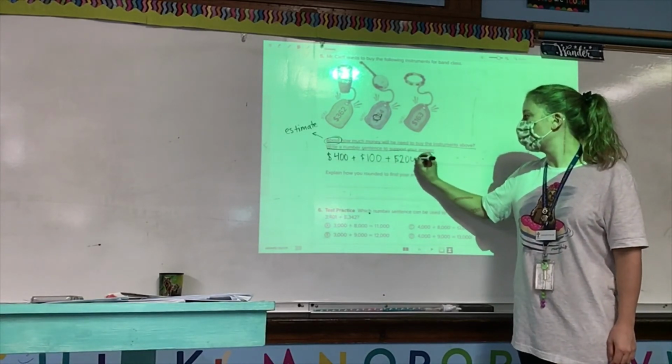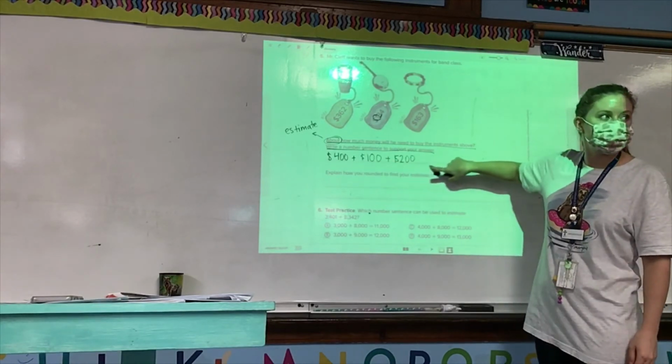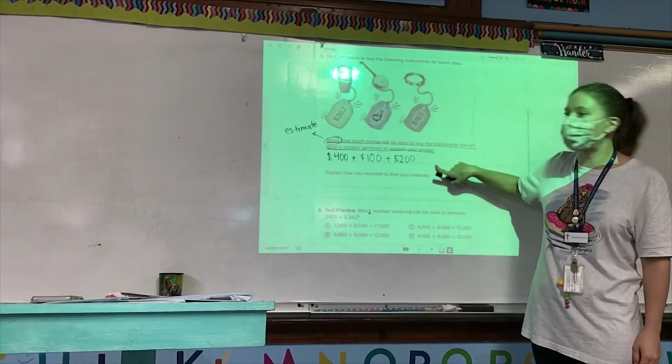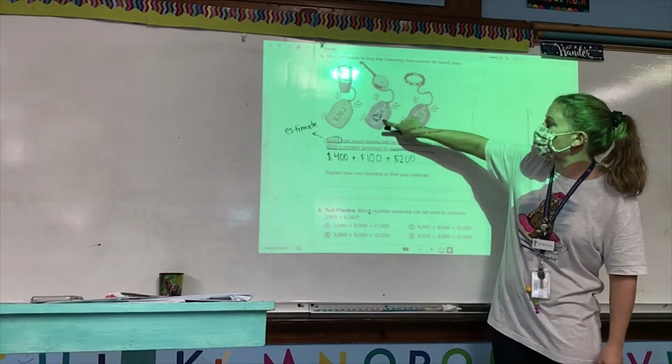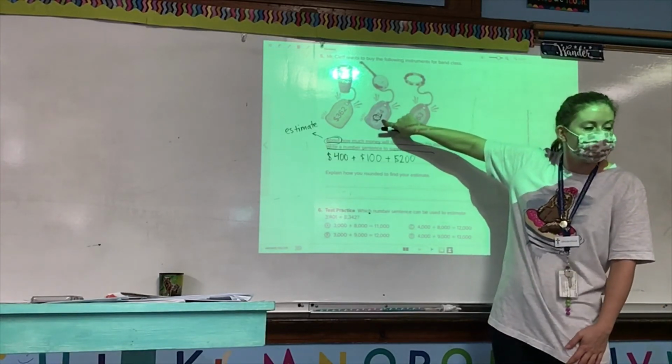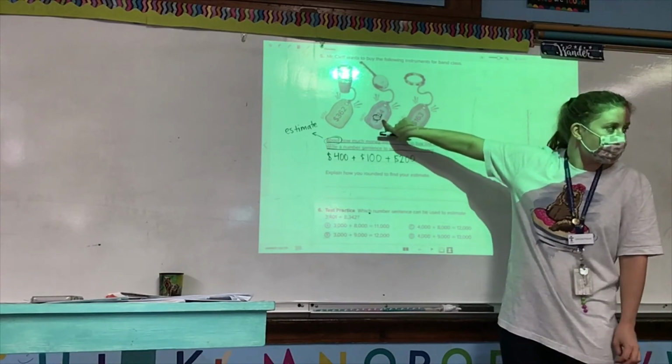200. So you needed this number sentence. If you don't have it, use your red pen to write it, because the second part says write a number sentence to support your answer. If you don't have this work shown with the circling and the underlining, you need to do that because you did not show your work.